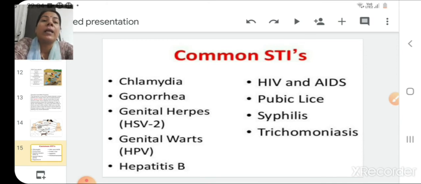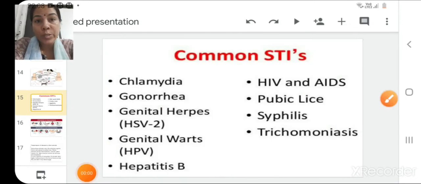These are chlamydia, gonorrhea, genital herpes, genital warts, hepatitis B, HIV and AIDS, pubic lice, syphilis and trichomoniasis. To focus on one thing here, HIV and AIDS are two different things. HIV is a virus, human immunodeficiency virus, which causes the disease AIDS. And AIDS is acquired immunodeficiency syndrome, which is the name of a disease caused by the HIV virus. So these two are not the same. One is the causative agent and the other one is the name of a disease.